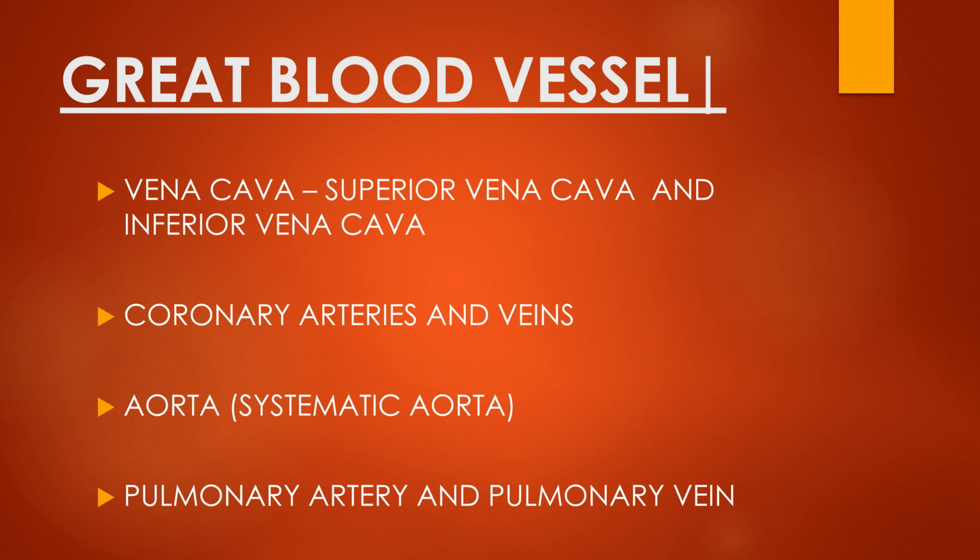The blood vessels entering or leaving the heart are called the great blood vessels. They have basically four parts. The first one is the vena cava: superior vena cava and inferior vena cava. The next is the coronary arteries and veins. The next one is the aorta, the systemic aorta. If you remember the diagram of the heart, I have explained all these parts. And the fourth part is the pulmonary artery and pulmonary veins. Now I'll explain each one of them separately.